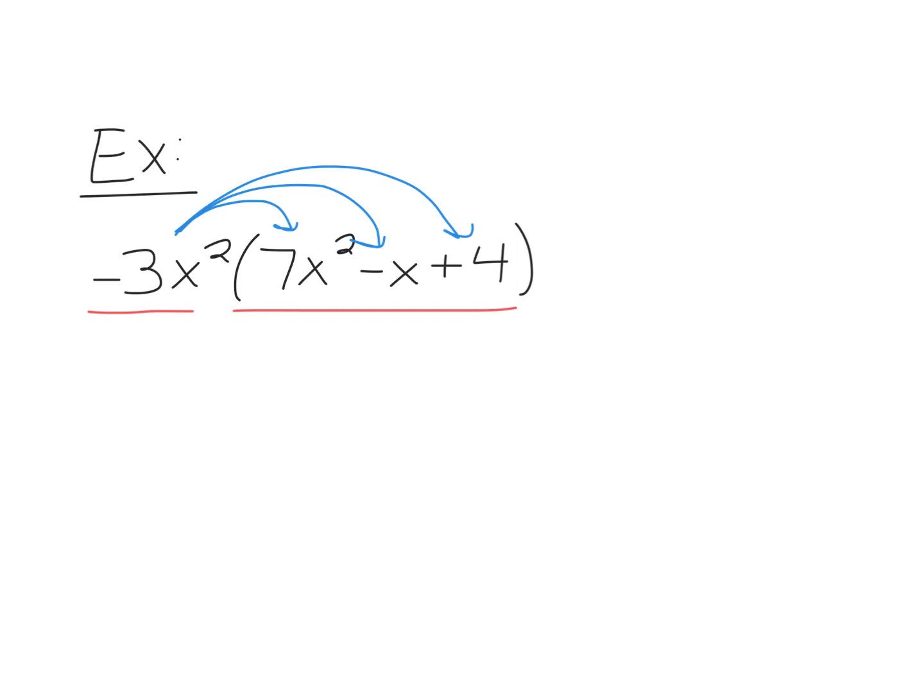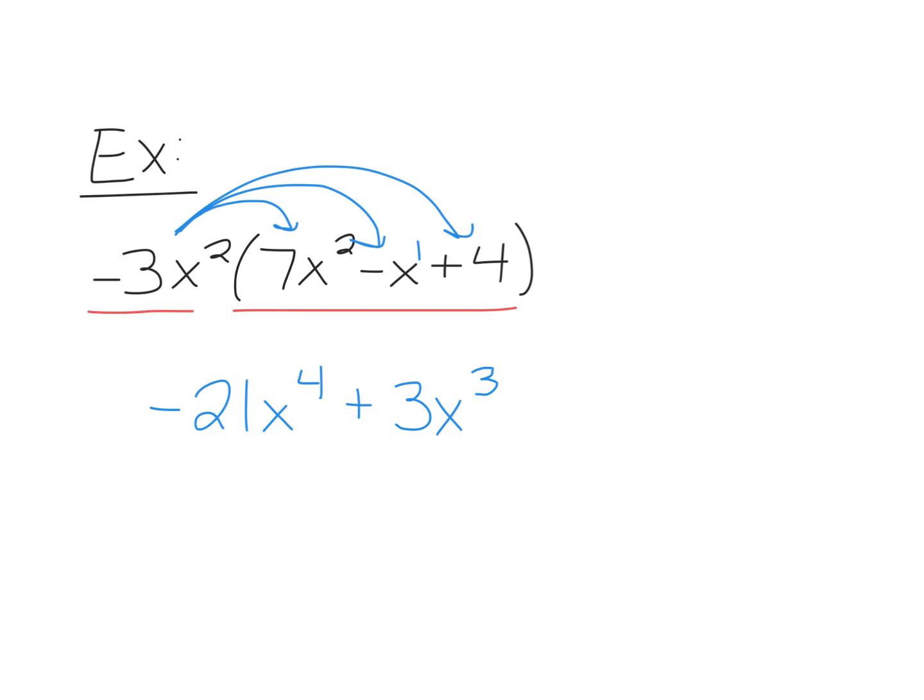So if I take negative 3x squared times 7x squared, what am I going to get for that? Do the numbers first. Negative 3 times 7, negative 21, and then x squared times x squared. What do I do with my exponents? Add them so we get x to the 4th. And now take negative 3x squared times negative x. We're going to get 3x to the... Add exponents, remember? So when you multiply, we're going to add exponents. So we get x to the 3rd.